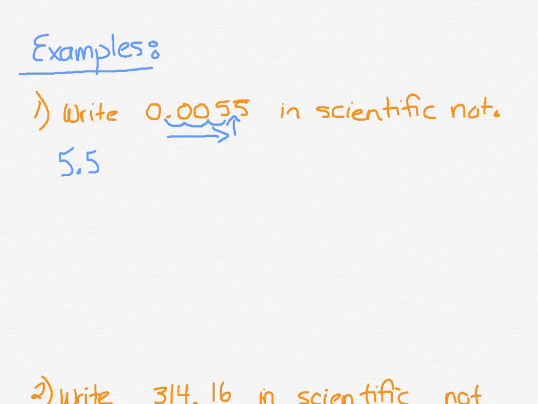So how many decimal places did we move to get to the 5.5? Well, we moved it over 3 decimal places. But because it was a small number, and because we had to move the decimal place to the right, it's going to be a negative 3. So it's going to be 5.5 times 10 to the negative 3.